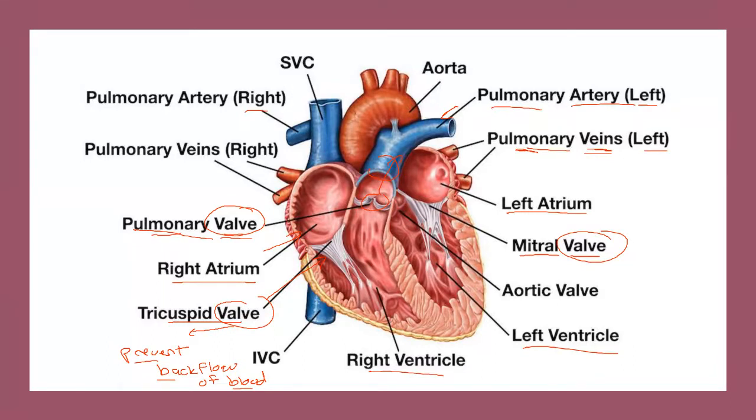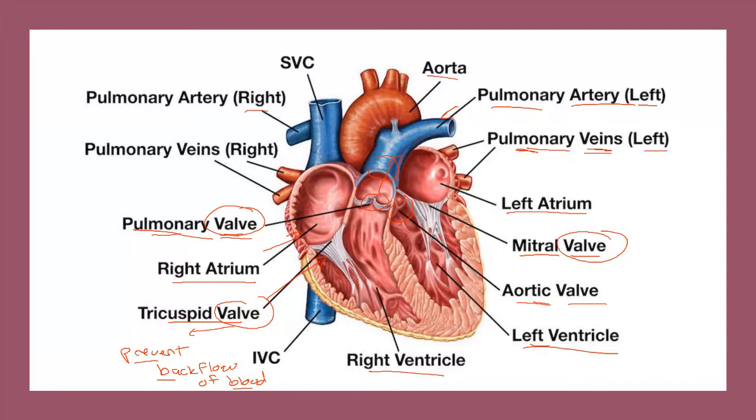Now I don't know if you're able to see it, but this part here is called the aortic valve. Very similar to the pulmonary valve. Again, what's the role of the aortic valve? To prevent backflow. And then finally, last but not least, the aorta. So it comes from the left ventricle, through the aortic valve, and then to the aorta.